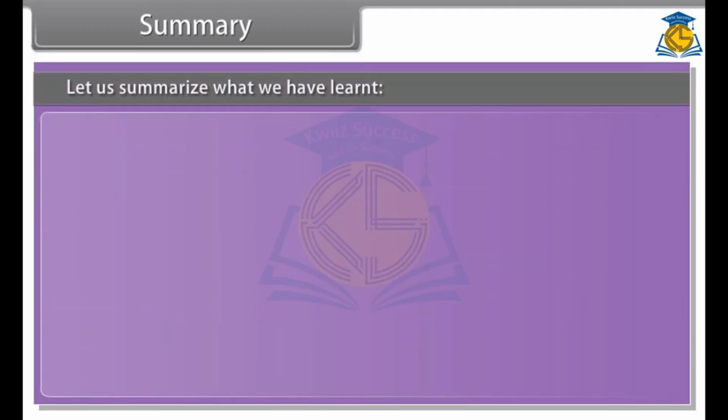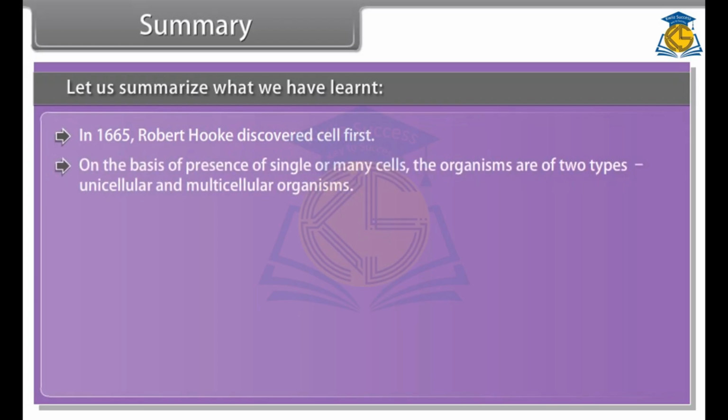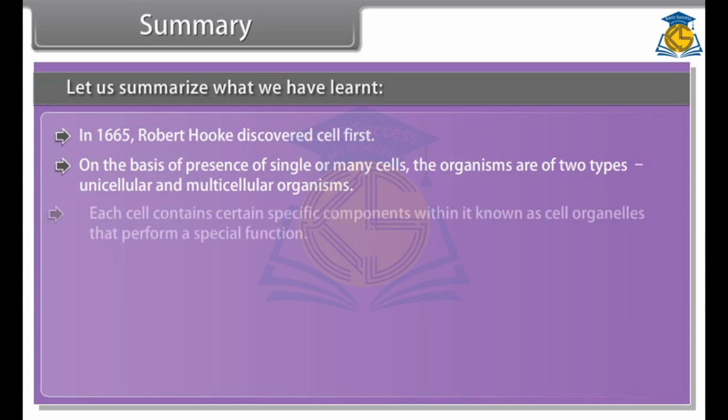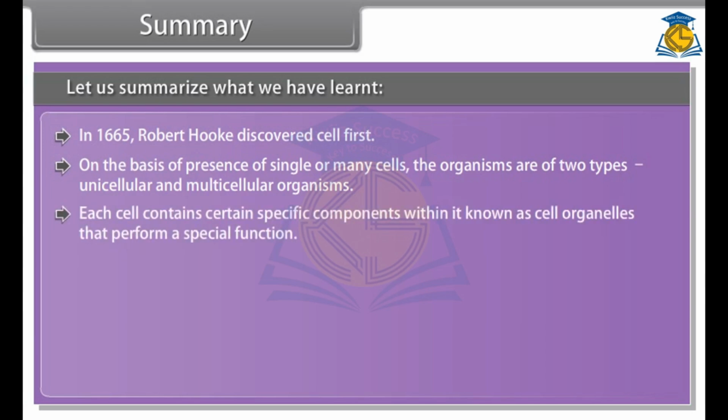Summary. Let us summarize what we have learned. In 1665, Robert Hooke discovered cell first. On the basis of presence of single or many cells, the organisms are of two types, unicellular and multicellular organisms. Each cell contains certain specific components within it, known as cell organelles, that perform a special function.